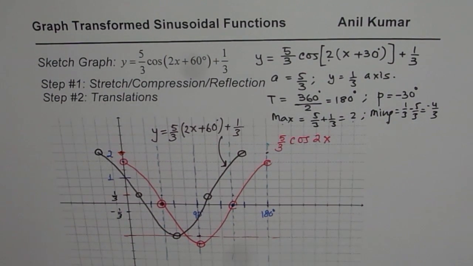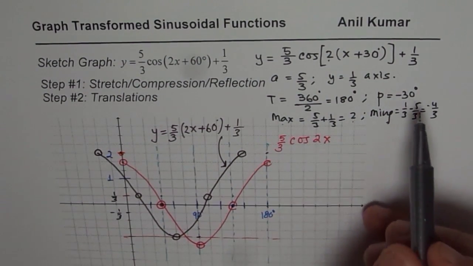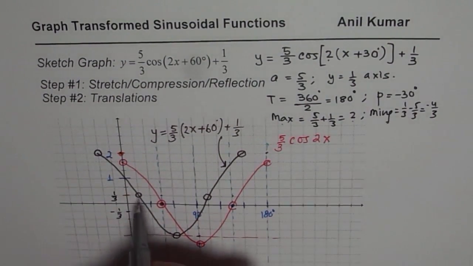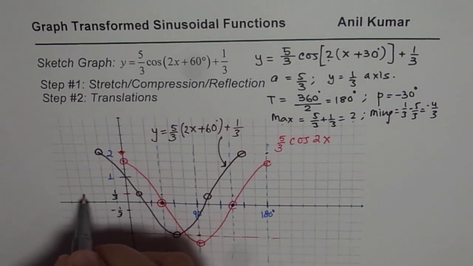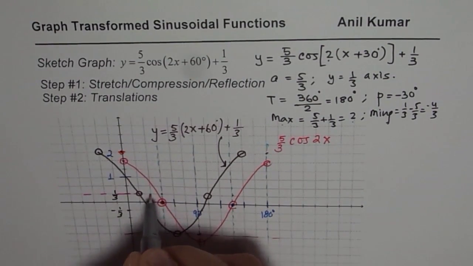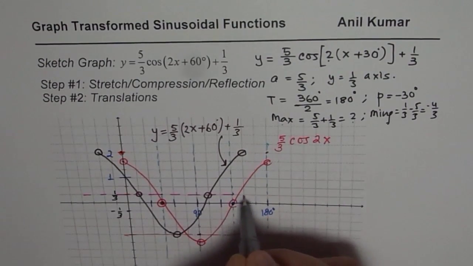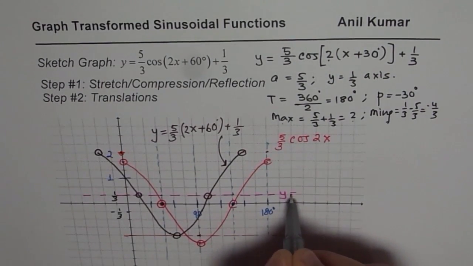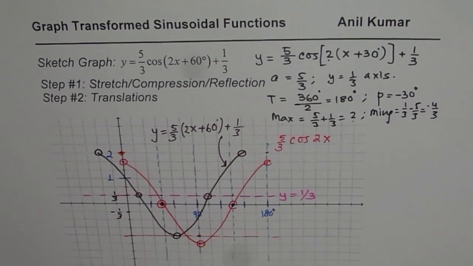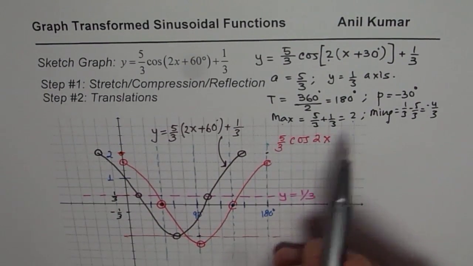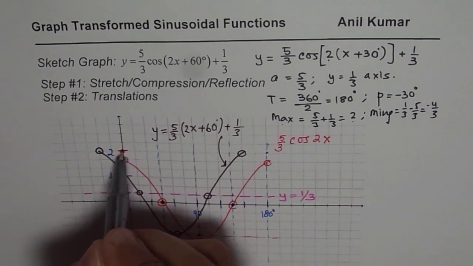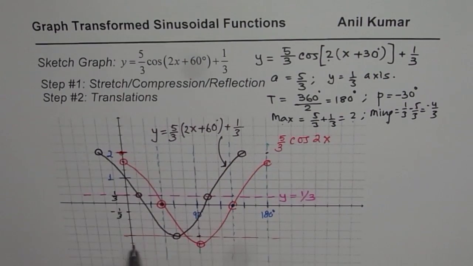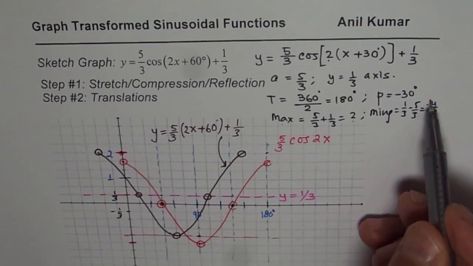Now it is time to test whether this function is correctly sketched or not. The axis is 1 over 3. Let us check these points. Are they at 1 over 3? Yes, they are. Do you see that? So that is y equals 1 over 3, right? Is the maximum value at 2? Yes, it is. Do you see? It is at 2. Is the minimum value at minus 4 over 3?